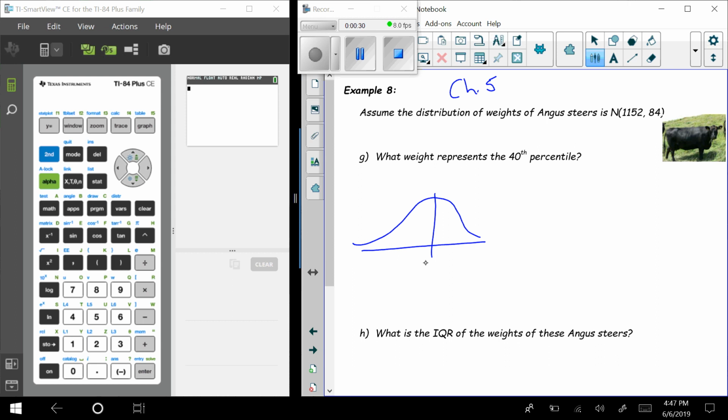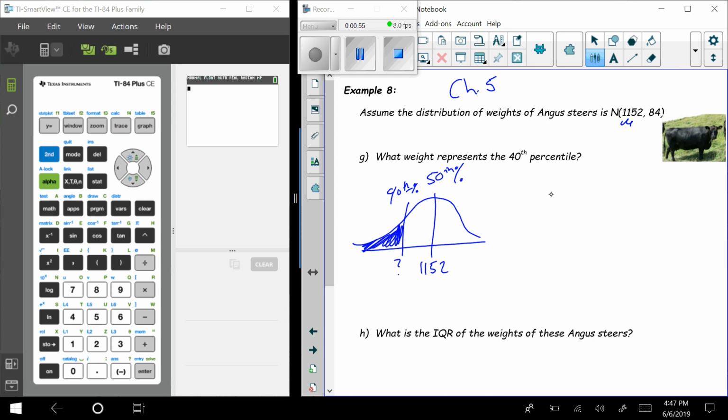Now, we know that right down the middle is the mean, 1152. But here's the issue. Up here, this is right down the middle. This is the 50th percentile, which means the 40th is down here somewhere. Now, that means that there's 40% of the data at this point. I'm wondering where this is.